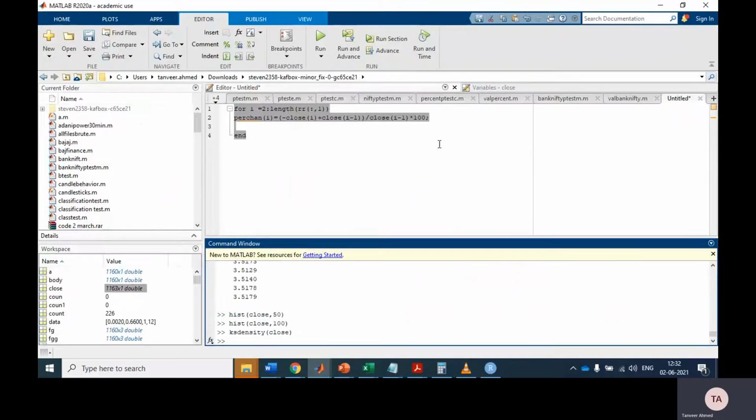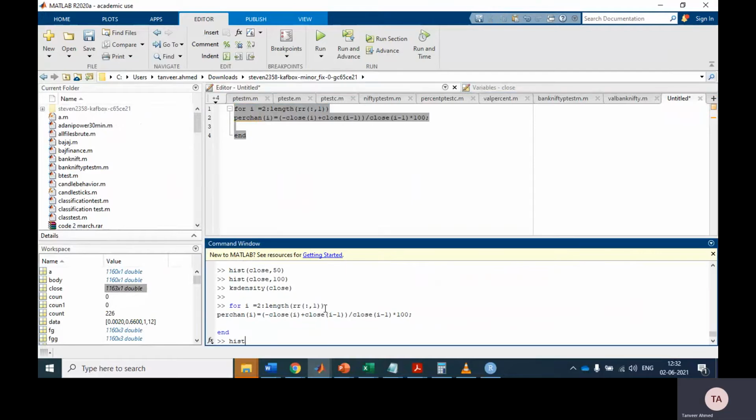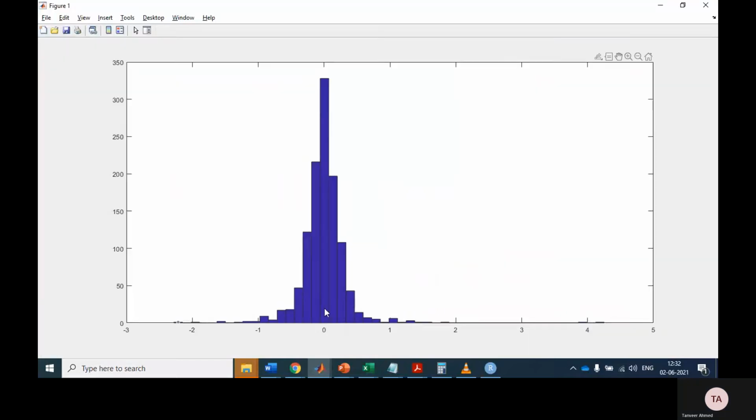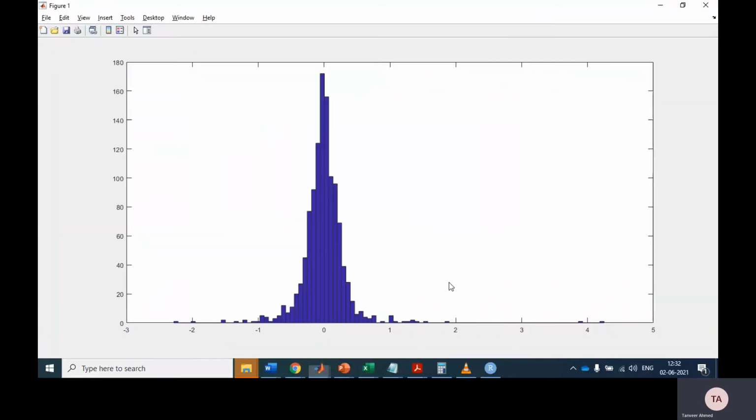So now also let's check the percentage change. Let's do percentage change, and let's check the distribution of percentage change, over 50 bins. Whoa! Once again, we are getting a normal distribution. Let me define it a little bit. It's interesting. Wow! Once again, we are getting a behavior that closely approximates normal distribution.